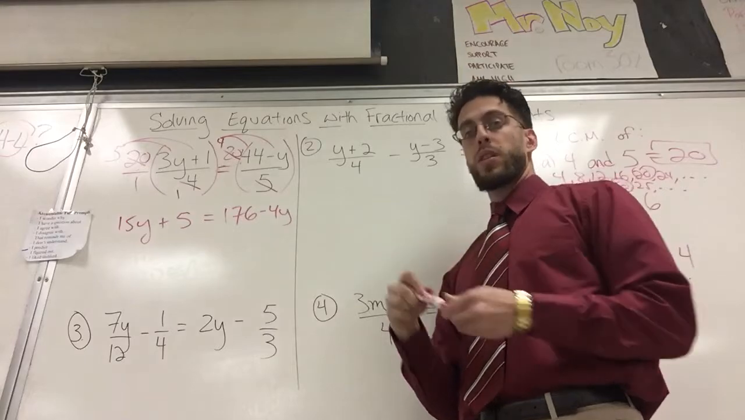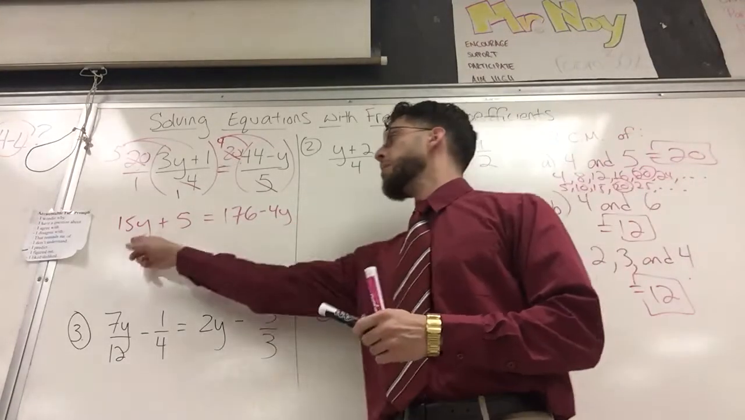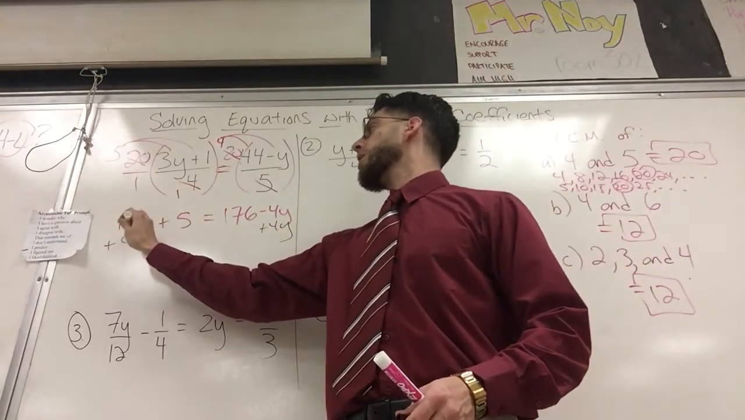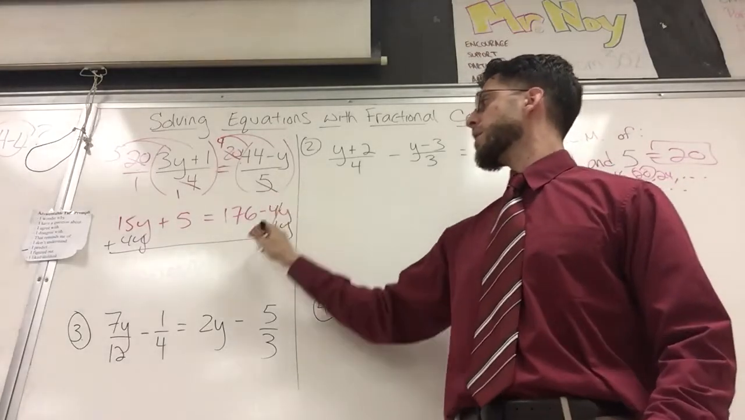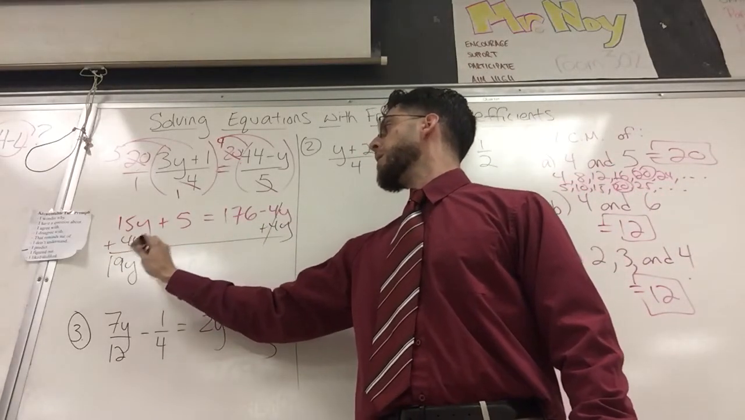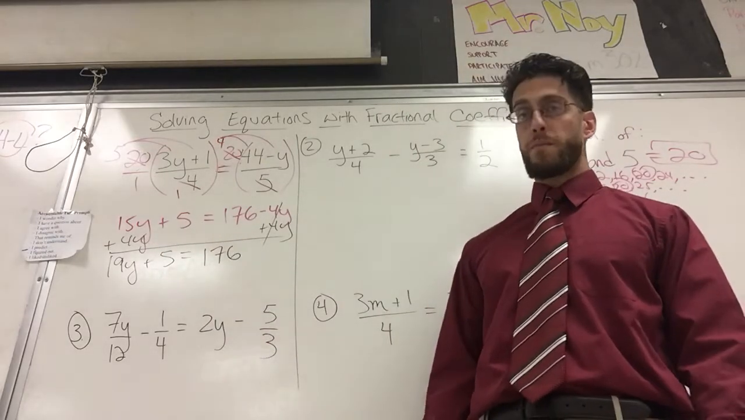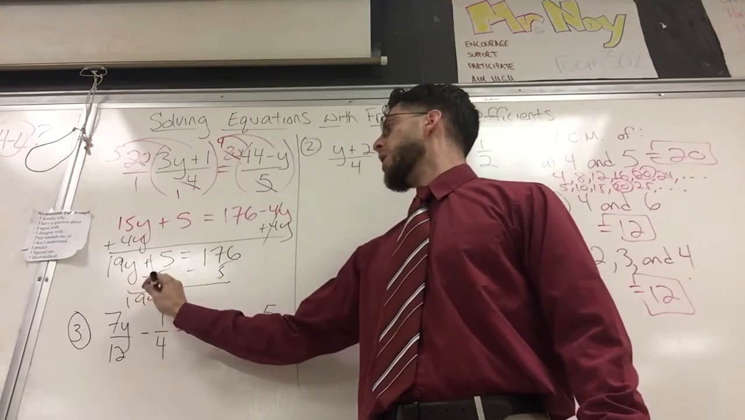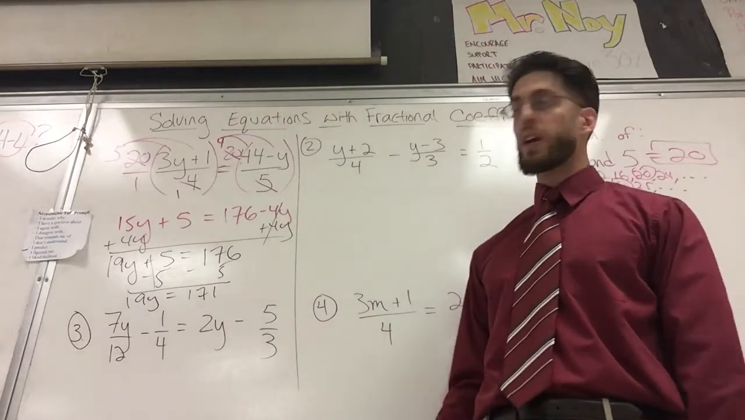This is a simple equation where the variables are on both sides, so I'm not going to combine them. I'm actually going to add 4y to both sides. I don't think I need to walk you through this. I think you got this. I got 19y plus 5 equals 176. Now it's a two-step equation. Subtract 5 on both sides. 19y equals 171. Oh darn, I ran out of room.